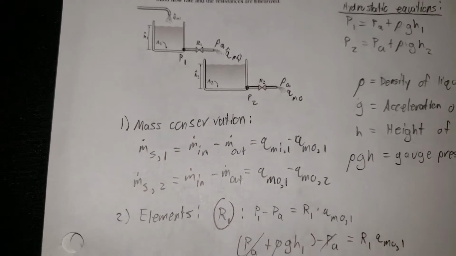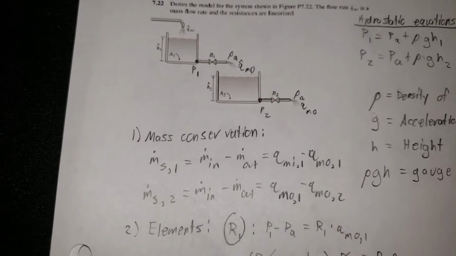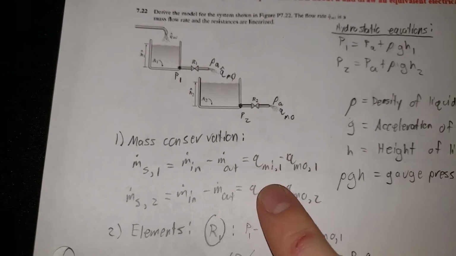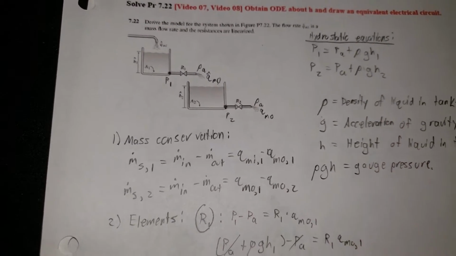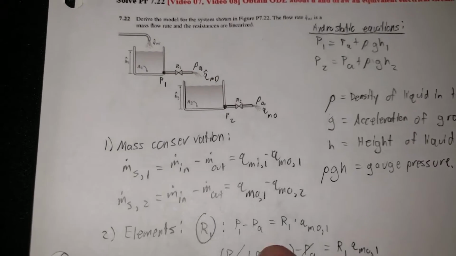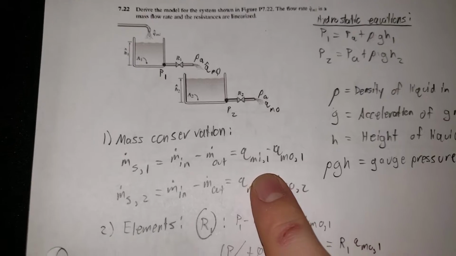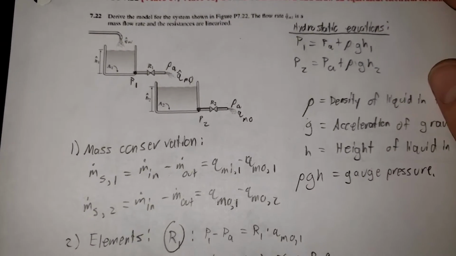The first one is going to be for the first tank, which is going to have a mass flow rate coming in and out of it, which we can write as QMI1 minus QMO1, which means that QMI1 is the mass flow rate of the liquid going into the tank, and QMO1 is the mass flow rate coming out of the tank.